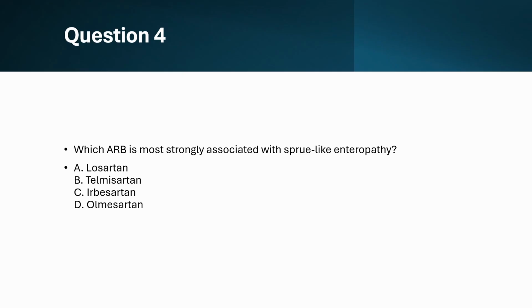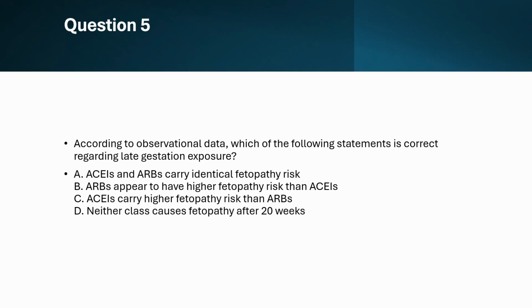Question number 4. Which ARB is most strongly associated with sprue-like enteropathy? And the final question, according to observational data, which of the following statements is correct regarding late gestation exposure?